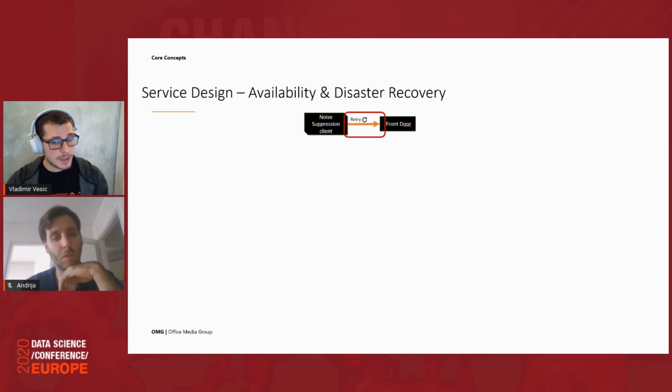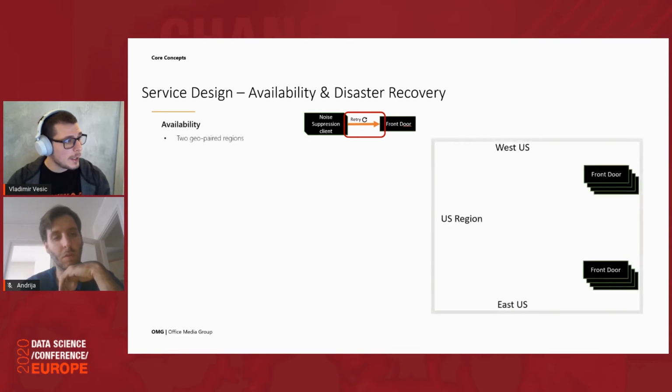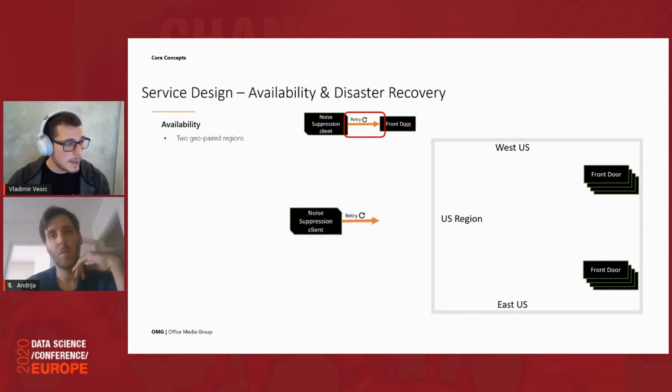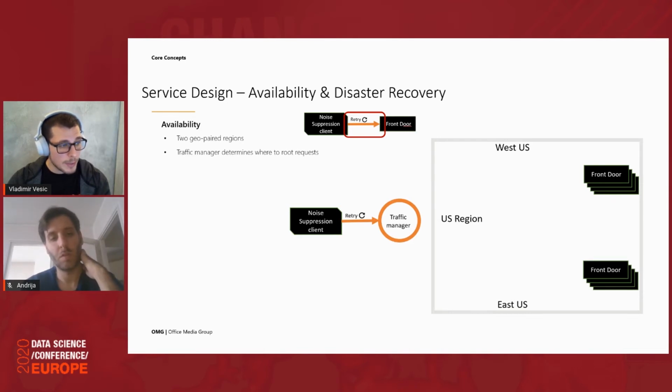Now I'm going to expand upon this part here. So in order to achieve availability and this high-level disaster recovery, we have two geo-paired regions, and for the US region, it looks like this. So we have West US and East US, which are paired, and then when the noise suppression client emits a request, it hits this traffic manager. Traffic manager is a, let's say, dumb Azure component, which just reroutes the requests into different locations, into different endpoints based on certain criteria. For us, these criteria are health and latency.